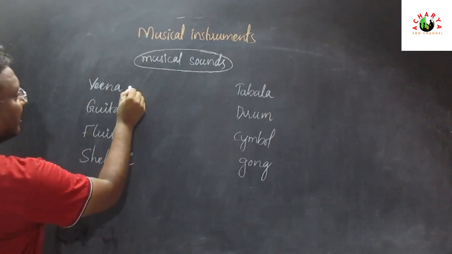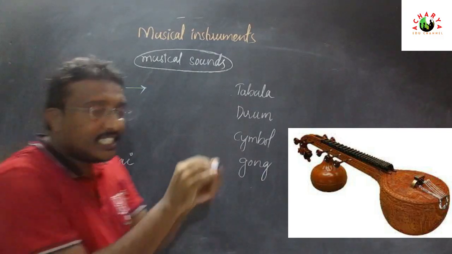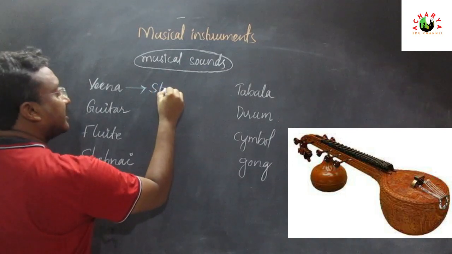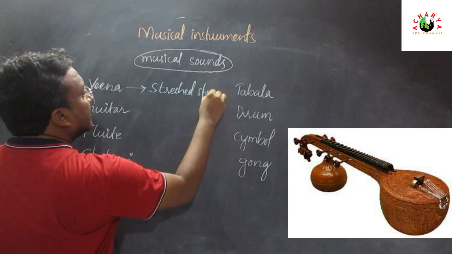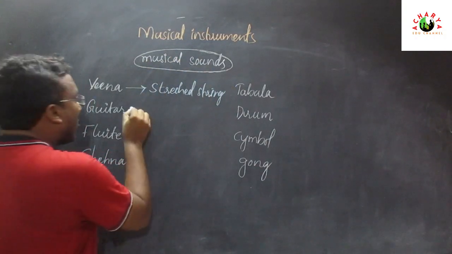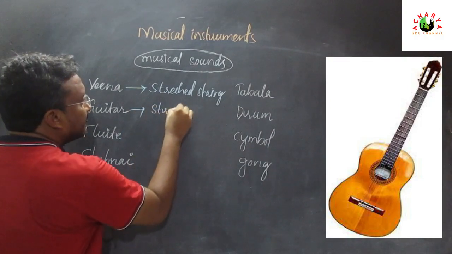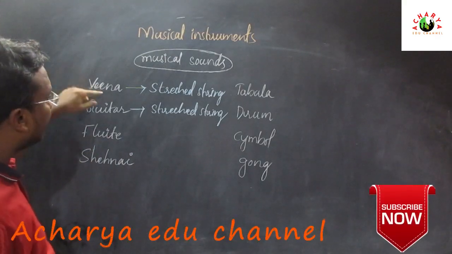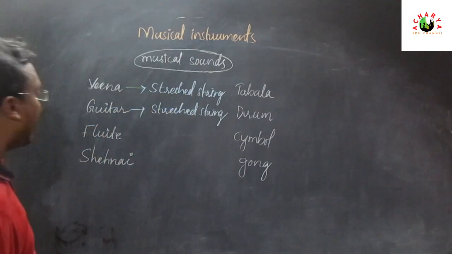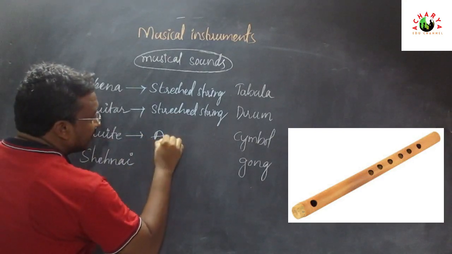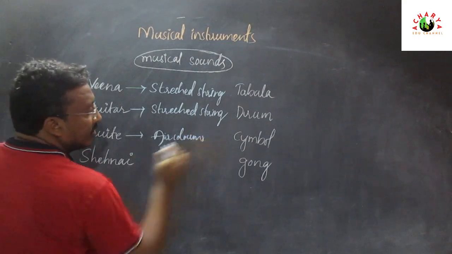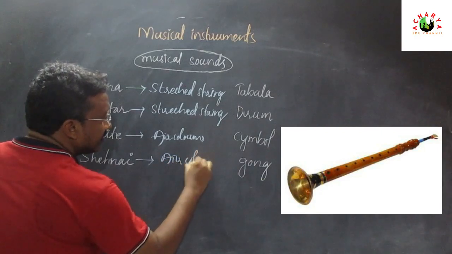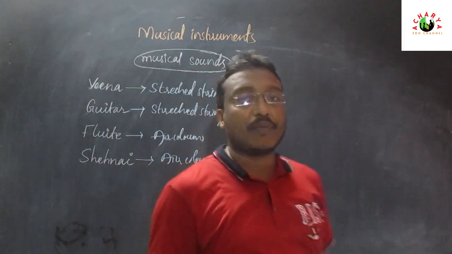Looking at the guitar and the veena, when we play the stretched string, the sound is produced. So here the responsible part is the stretched string. In guitar also, it is the stretched string only. In these two kinds of musical instruments, the stretched string is responsible for producing the sound. Like in flute, air columns inside the flute. And the shehnai is also the same: air columns are responsible for producing the sound.